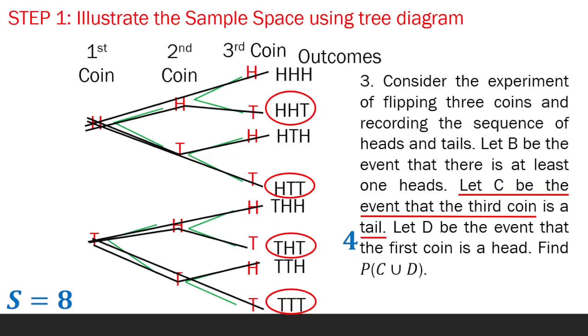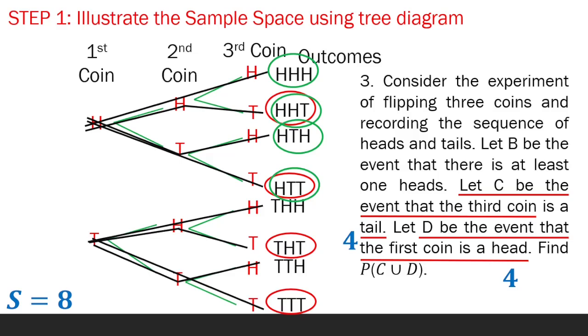Now, next, let D be the event that the first coin is a head. Now, we have the second event in which we have to look for the first coin in which the outcome is a head. Looking at our illustration in the tree diagram on the left, these are the outcomes in which the first coin is a head: head, head, head, head, head, tail, head, tail, head, and head, tail, tail. So, the total number of outcomes in which the first coin is a head is also 4.